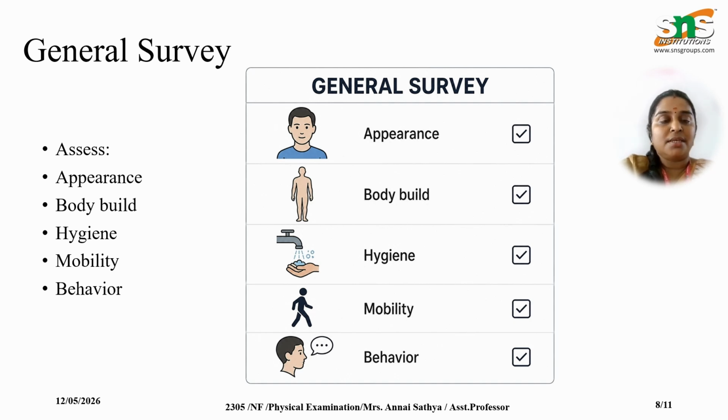So next method is the general survey. A general survey is an overall assessment of the patient's appearance and behavior. During a general survey, nurses observe body build, hygiene, posture, mobility, facial expression, and emotional behavior. This survey helps to identify the signs of illness, discomfort, malnutrition, or emotional distress. A general survey provides important baseline information before detailed examination.